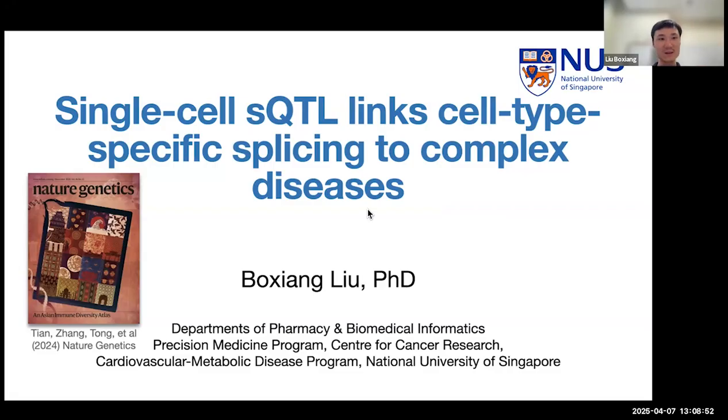So today, the topic will be single-cell splicing QTL links cell type-specific splicing to complex diseases.